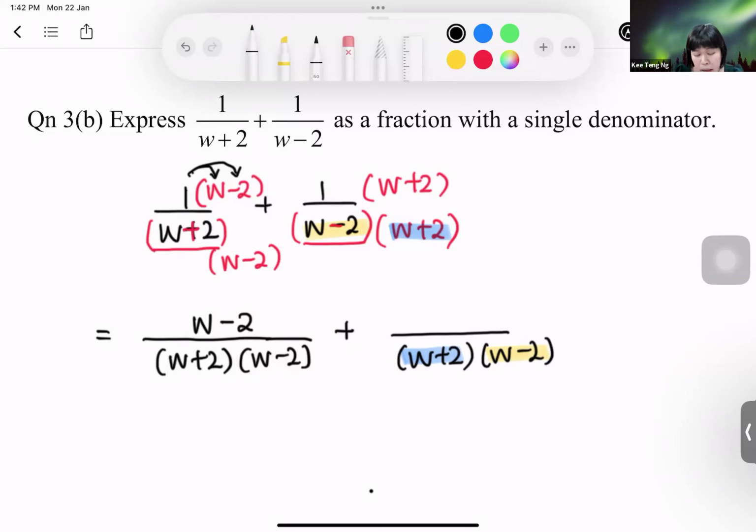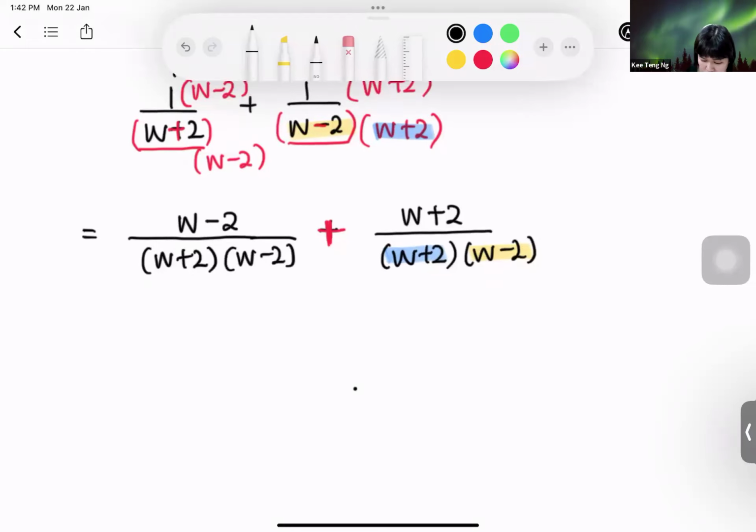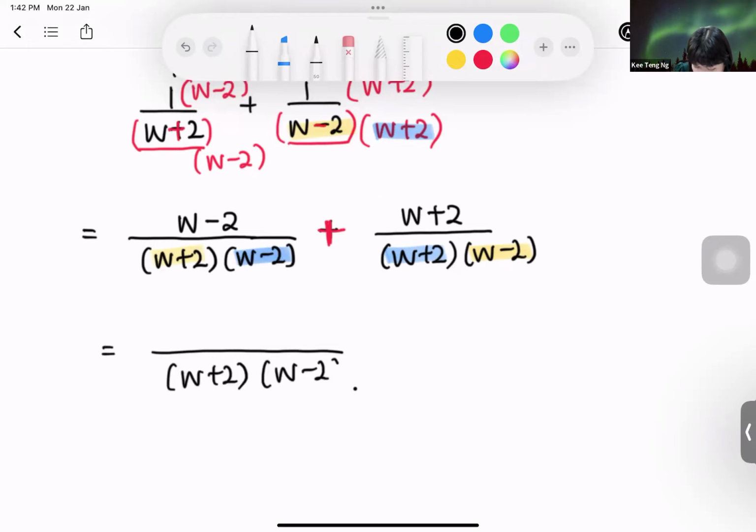Now, expand out the numerator. 1 times this, so this is w plus 2. Now this is an addition sign, so there will be no change in the sign. So in this case, I can happily combine the two of them into one single denominator. You notice that the denominators are the same, right? So I just need to write one denominator as a single fraction.